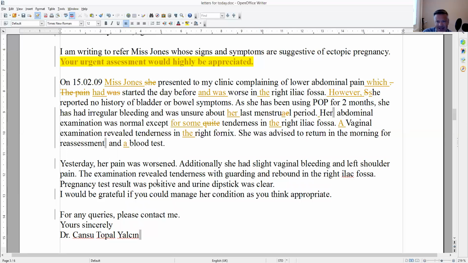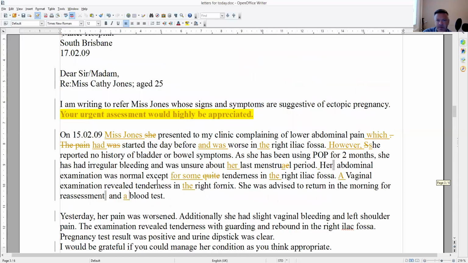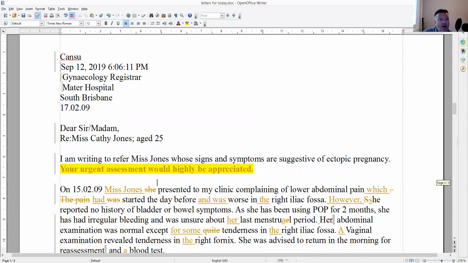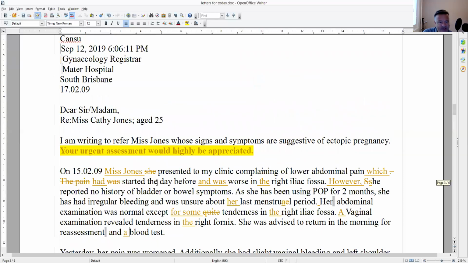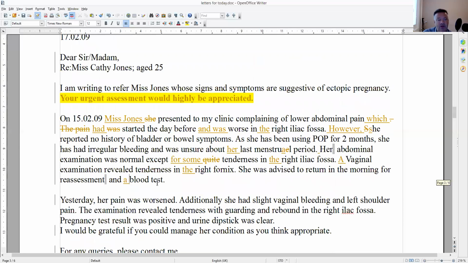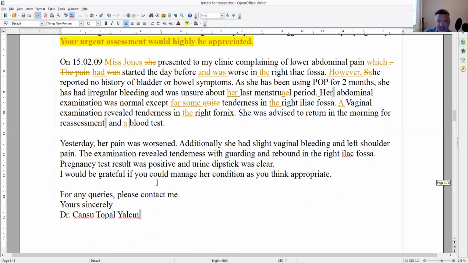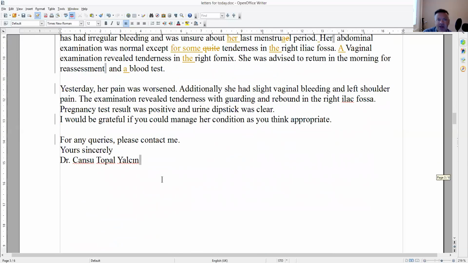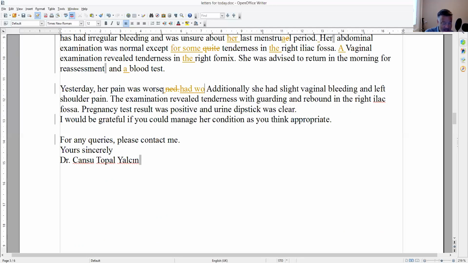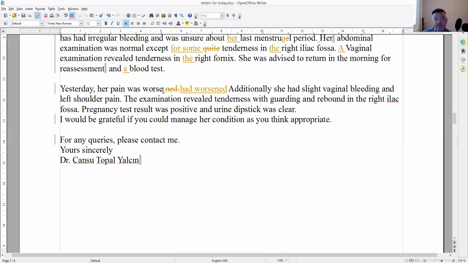So yesterday, did she not come in? When are we writing this? Is it not on the same day? So this is written on the 17th. She came in on the 15th, and you told her to come in the next day on the 16th. So why are you writing it the day after? Isn't it usually on the same day? Okay. So either yesterday her pain was worse or her pain had worsened.